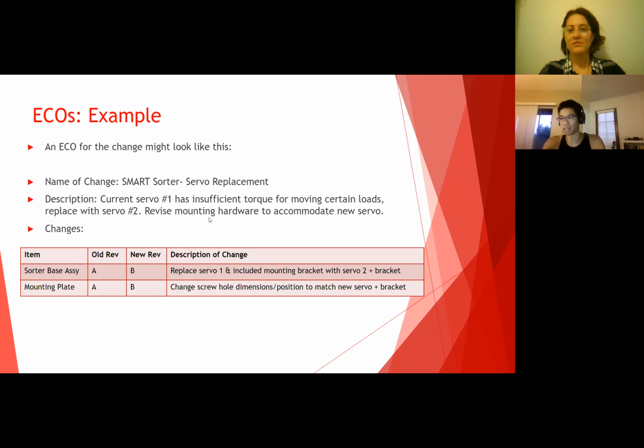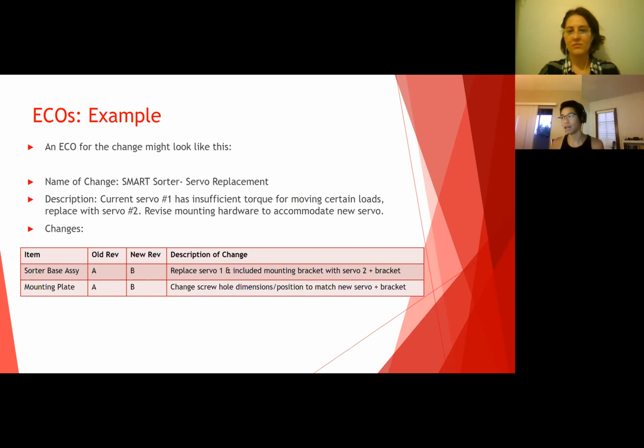Then we have to revise the mounting hardware to accommodate the servo, because if you recall back to the picture, servos are different sizes. So your changes here are your sorted base assembly. So that's where everything goes into, your assembly of all the mounting plates and all the screws and the servo and the gears and whatnot. And your old revision was A. Your new revision is B. Obviously, move down the line, but this isn't always the case.